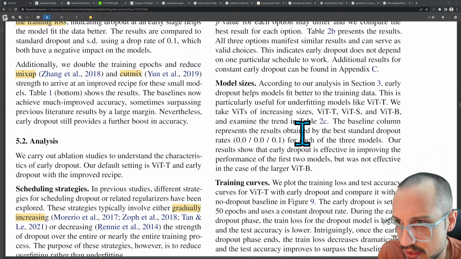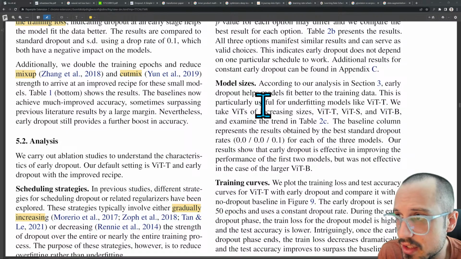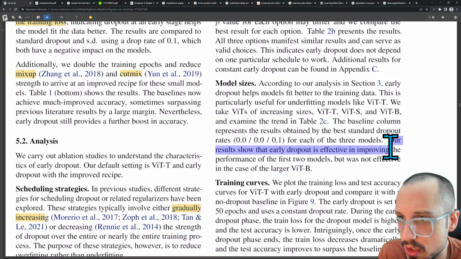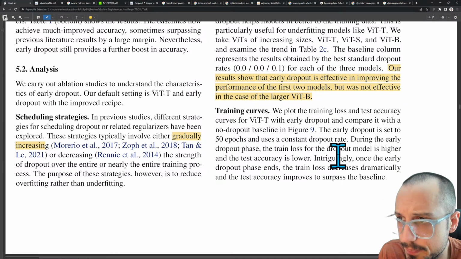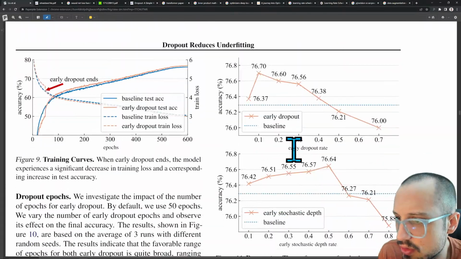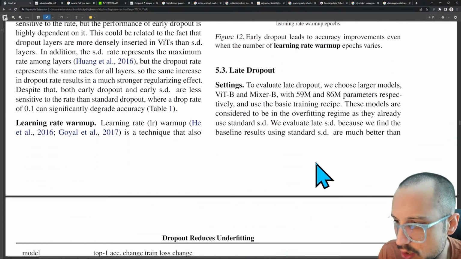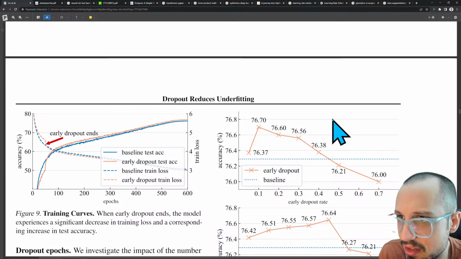All right, model sizes. According to our analysis, dropout helps model fit better to the training data. This is particularly useful for underfitting models. Our results show that early dropout is effective in improving the performance of the first two, but not effective in the case of the larger. You're seeing this overarching theme of just like large models that overfit a lot don't necessarily benefit.